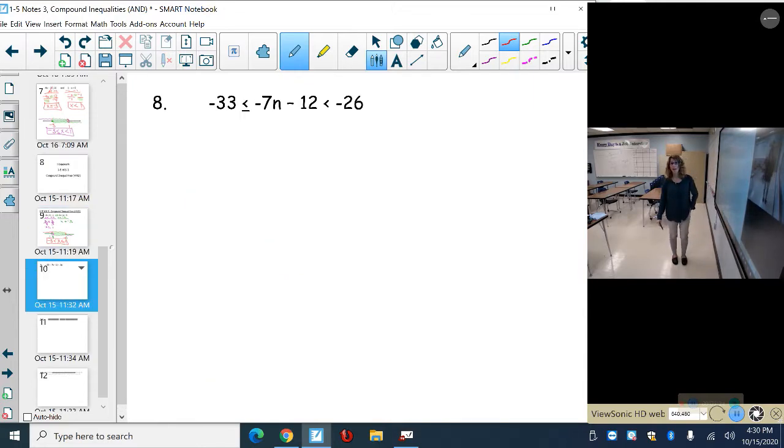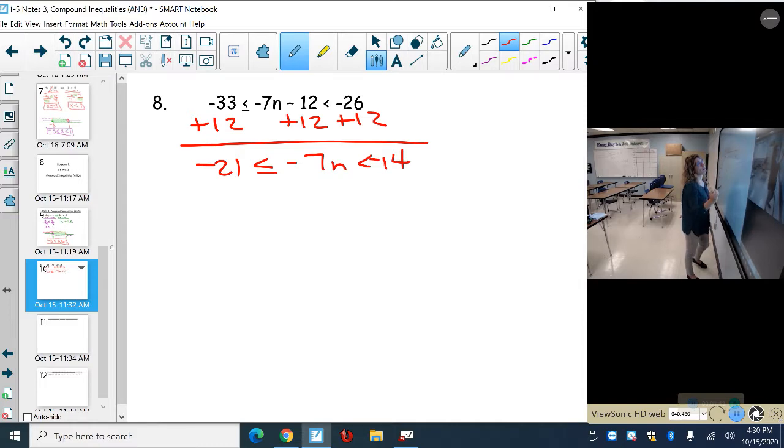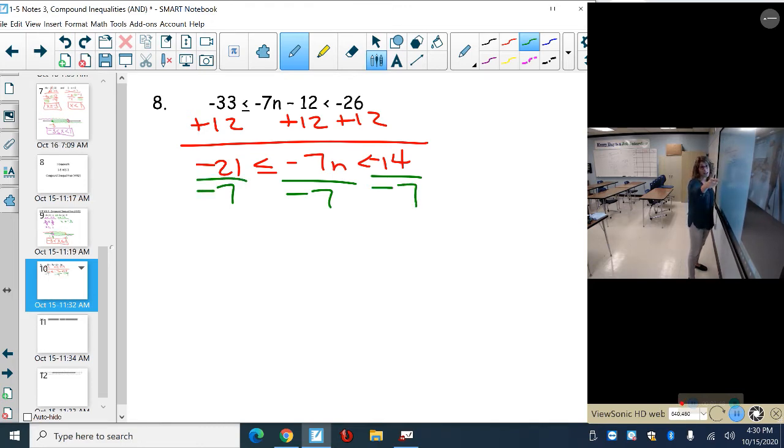Okay? Do it again. This one is already overlapped for us, so we just have to do what we did to the left, middle, and the right. I'm going to add 12 to both sides here, so I have to do it on the other side as well. This is going to give me negative 21 is less than or equal to negative 7n, which is less than negative 14. Now I'm going to divide both sides by negative 7. So I have to divide the left, the middle, and the right by that.